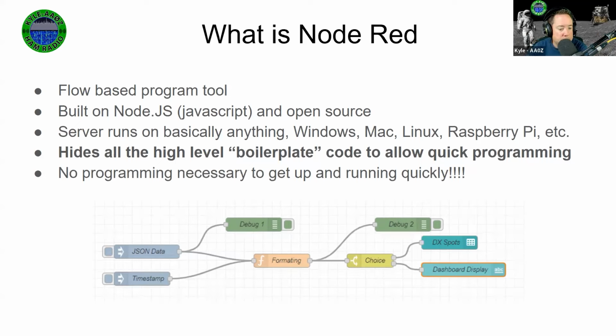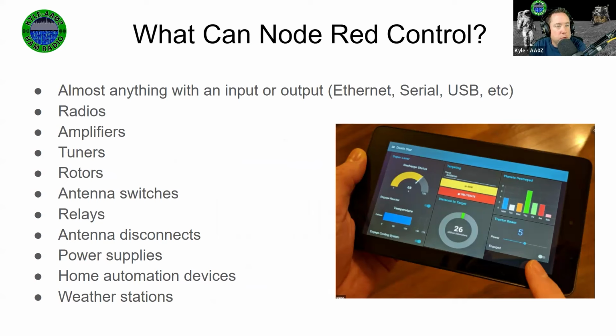So what can we control with Node-RED? And keep in mind, this is all stuff that you can put in your Shack to run your station remotely. It will control almost anything that has an Ethernet or a serial USB output or input, including radios, amplifiers, tuners, rotors, antenna switches, relays. Basically, if you can get input or output out of that device, you can control it through Node-RED. Probably somebody has already completed a flow for your device.